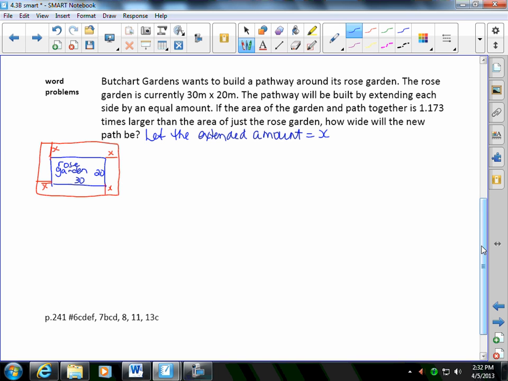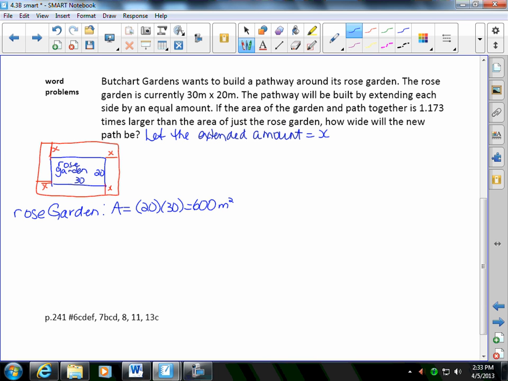Okay, we know from the information that they gave us that the rose garden area is equal to length times width, which was 20 by 30. So it's 600 meters squared.